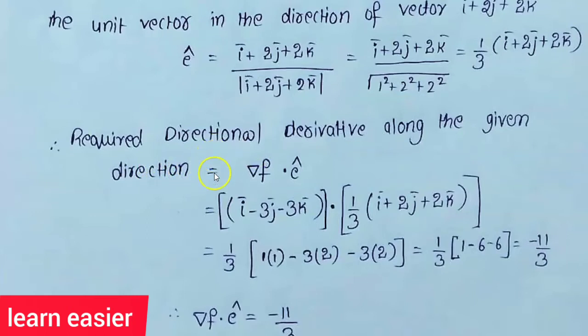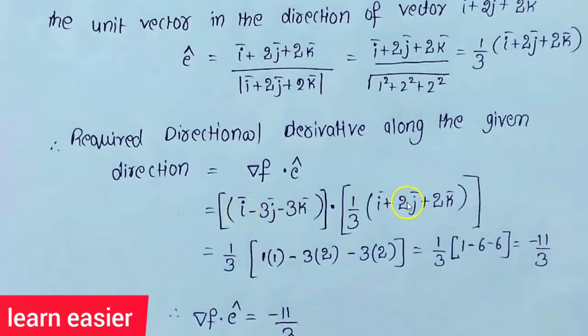In which direction? The direction is the vector i bar plus 2j bar plus 2k bar. So it is del f dot e cap, where e cap is 1/3 (i bar plus 2j bar plus 2k bar). So you have to take the dot product of these two vectors.